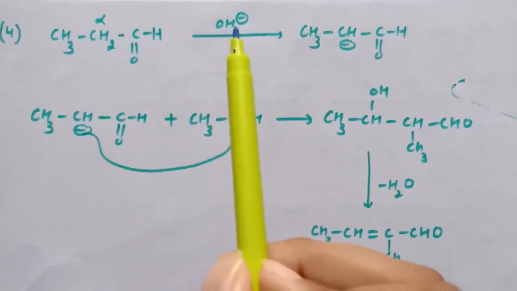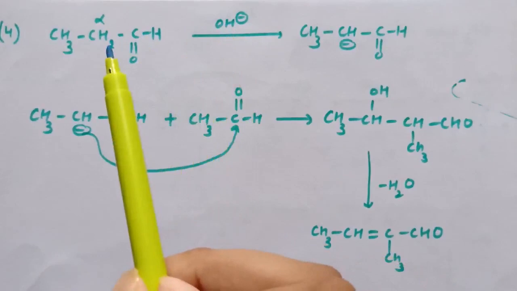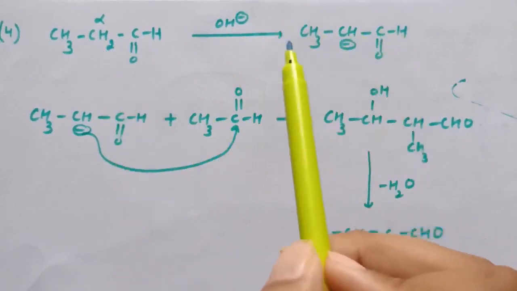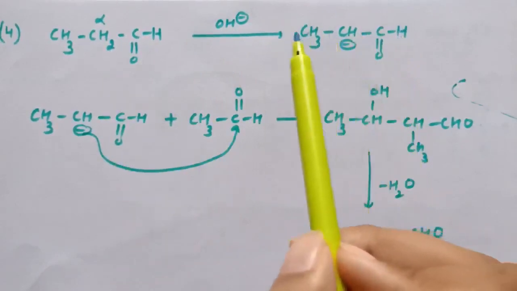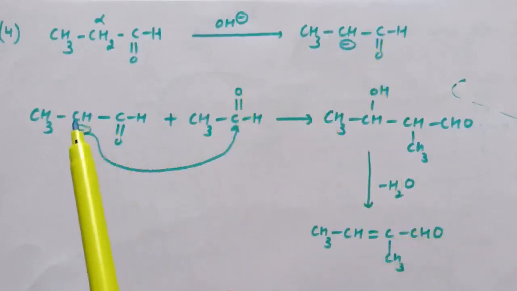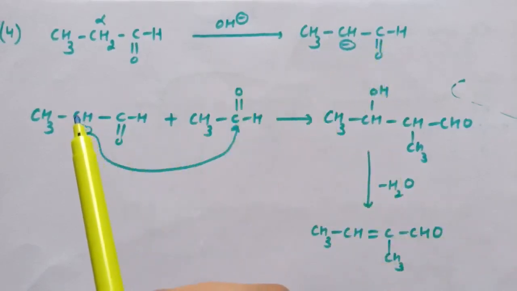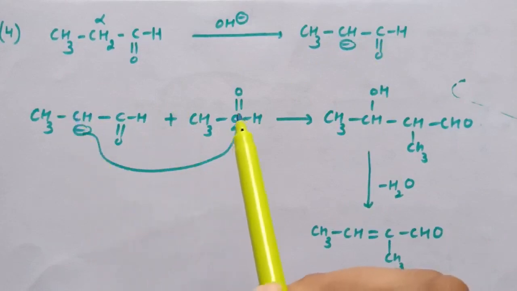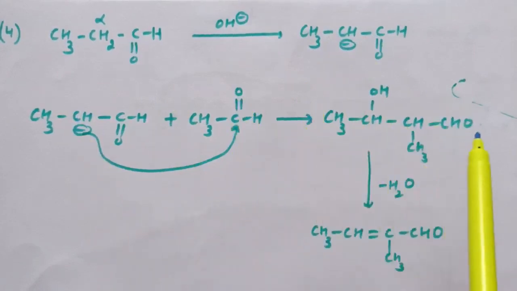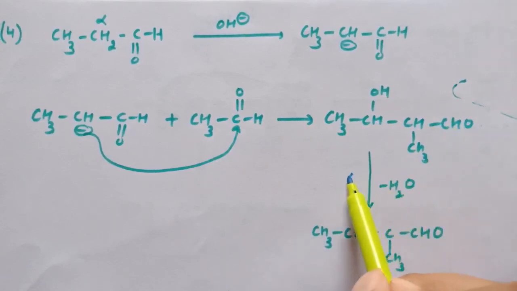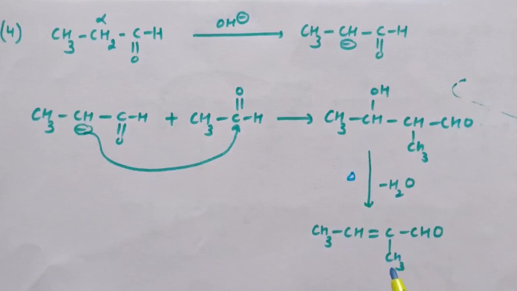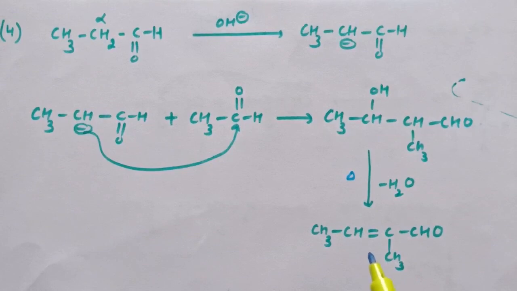So in presence of dilute alkali, this base abstracts one of the alpha hydrogens, resulting in the formation of this enolate ion, and this is resonance stabilized. Now this negative charge present on this carbon attacks the carbonyl carbon of ethanal, resulting in the formation of this aldol, and on heating a water molecule will be lost, and here this product is formed. So when two different aldehydes or ketones undergo aldol condensation reaction, both self-aldol as well as cross-aldol products are formed.